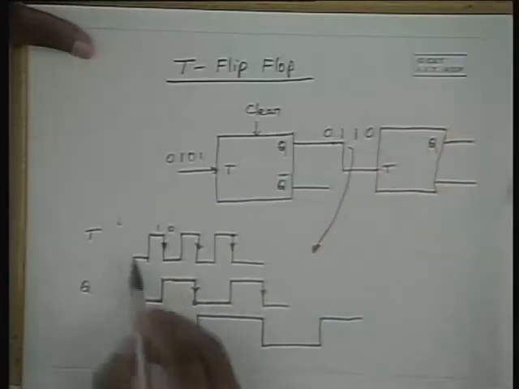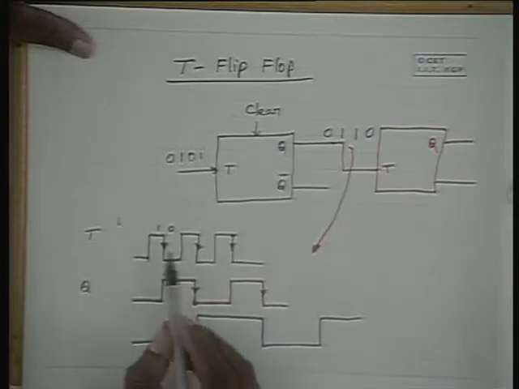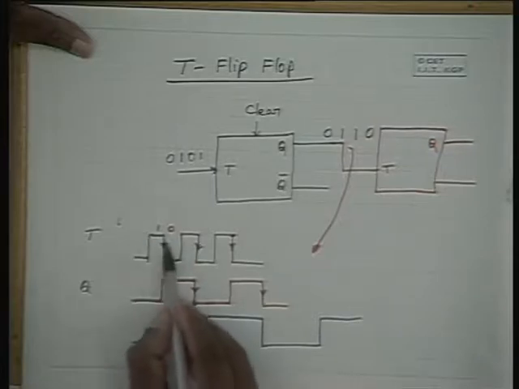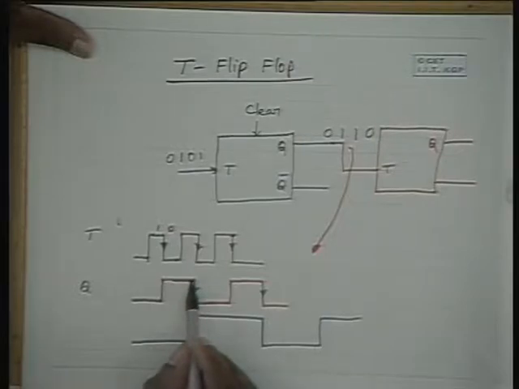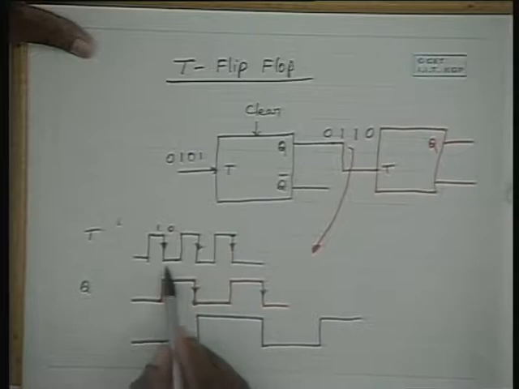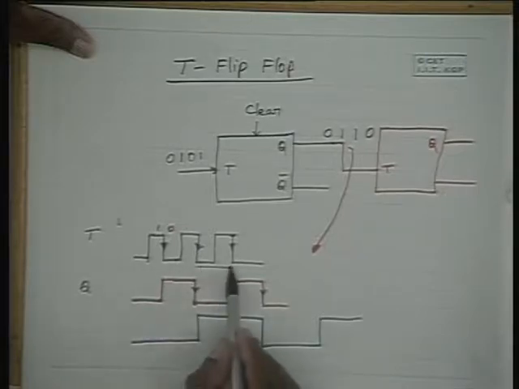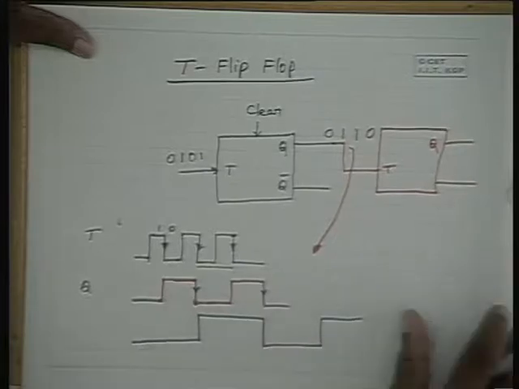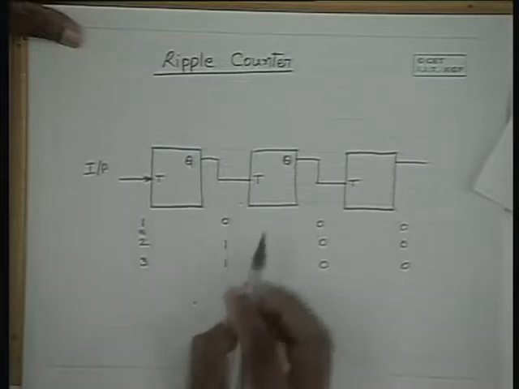If I talk of a 0 and 1 combination as one cycle of the input, after the first cycle, its output will become a 1. And for the second cycle, after the end of the second cycle, it will become a 0. And during the third cycle, it remains as a 0, and at the end of the third cycle, it will become a 1.